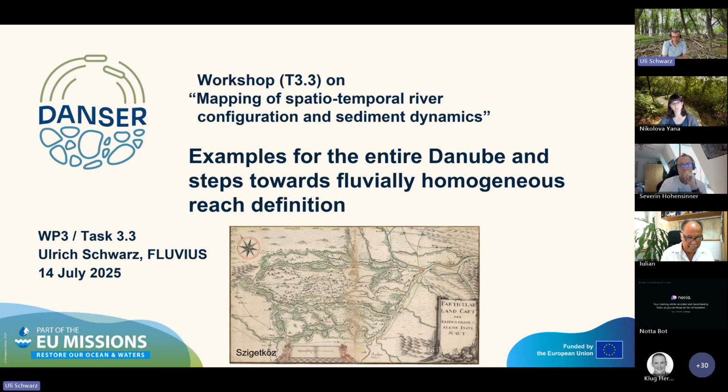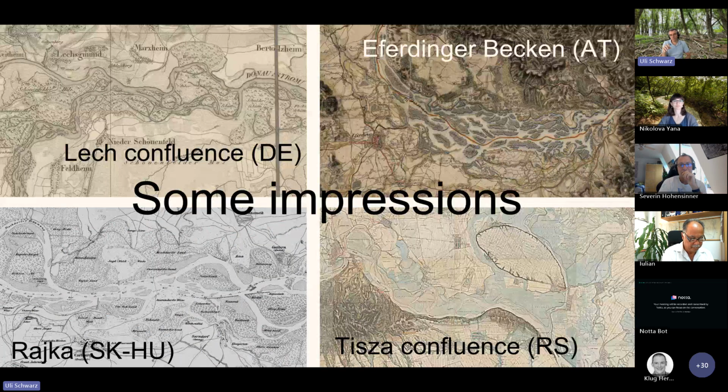So on the top view, you can see here already the Siget curse in quite a nice visualization. I also want to start by giving you some impressions of historical maps. Thanks to the excellent presentation of Severin, we already got a nice overview of the basic situation on maps and which features can be extracted from them.